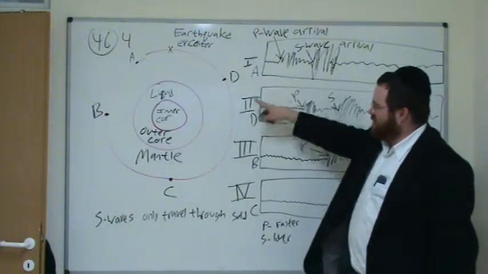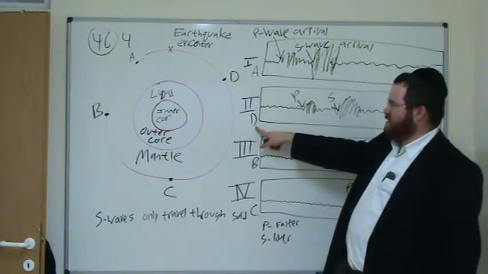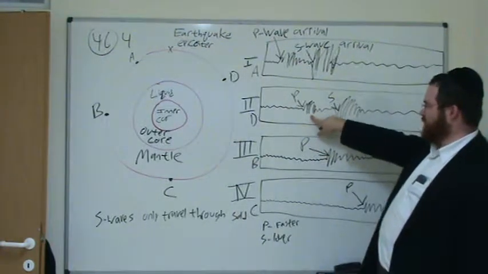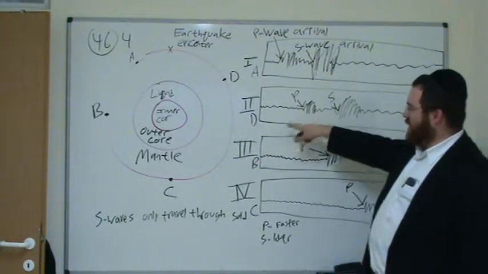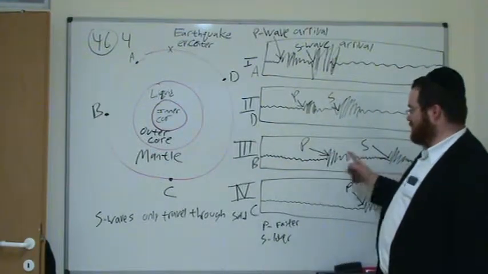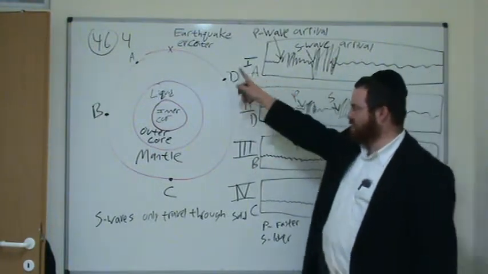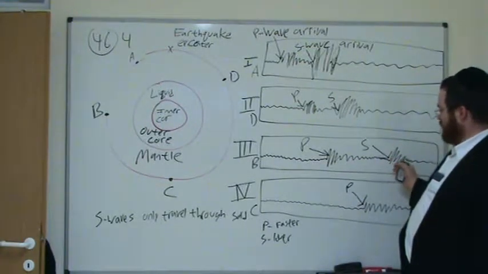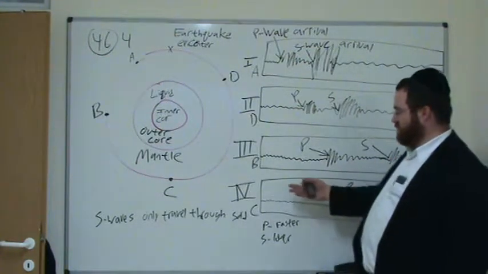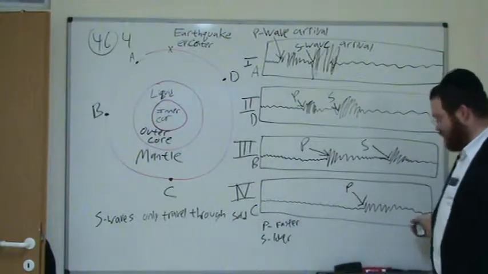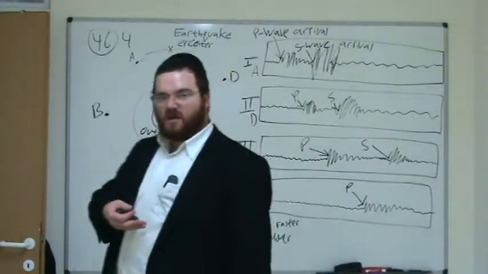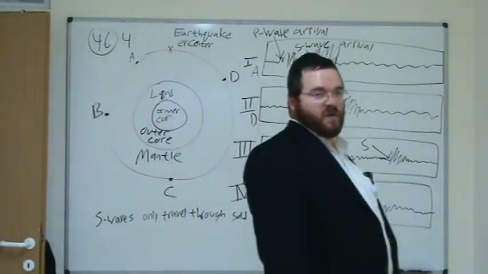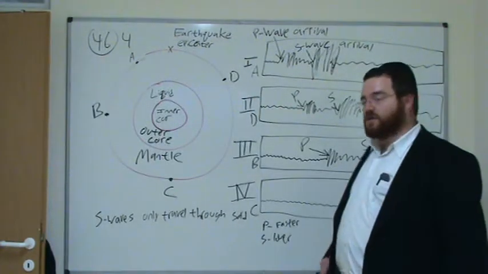So this is point A, this is point D, because D is closer, but it's further than A, so the S and P waves are further from each other. And 3 is B, because B is halfway down, and you see the P wave arrives way before the S wave. And then number 4, diagram 4, all you can see is the P wave. You don't even see any S wave. How come there's no S wave over here? How come they didn't make it longer and make an S wave?